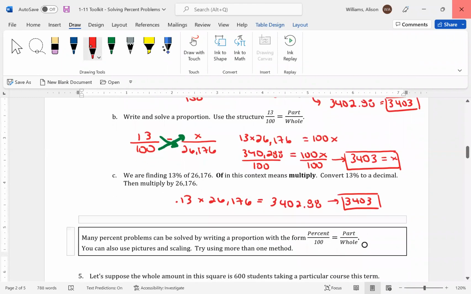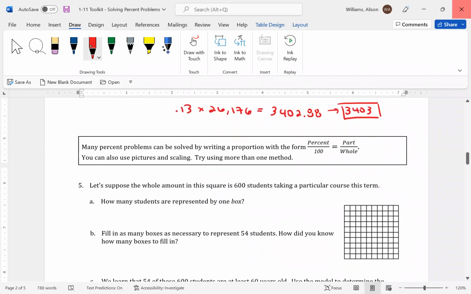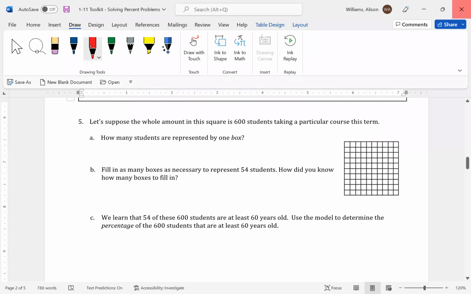So many percent problems can be solved using this proportion, which we used in part B above, where you put the percent over 100 equals part over whole. And then they also mentioned you can use pictures, and you should consider trying more than one method. And that helps you to verify that you're getting the right answer.